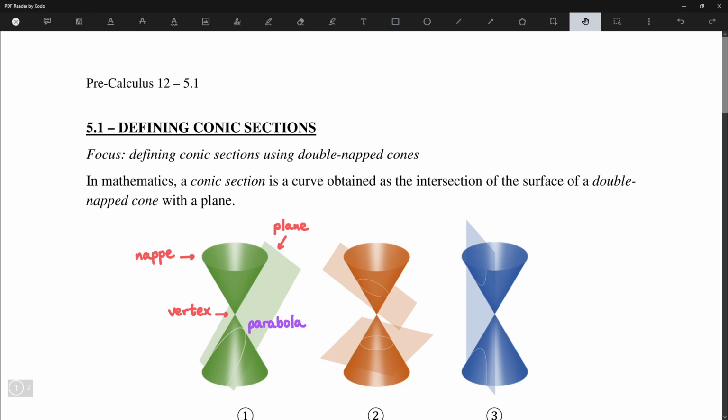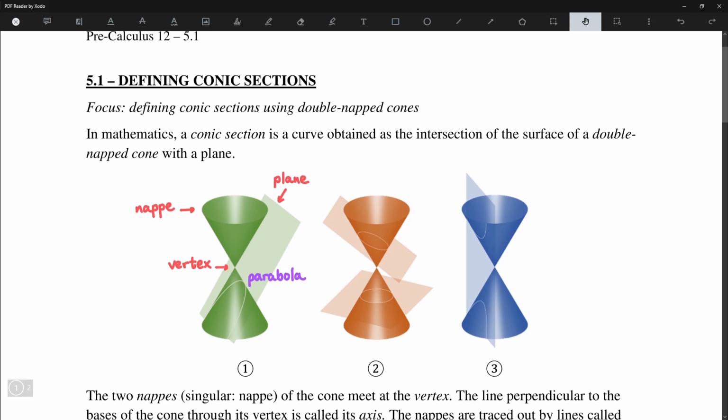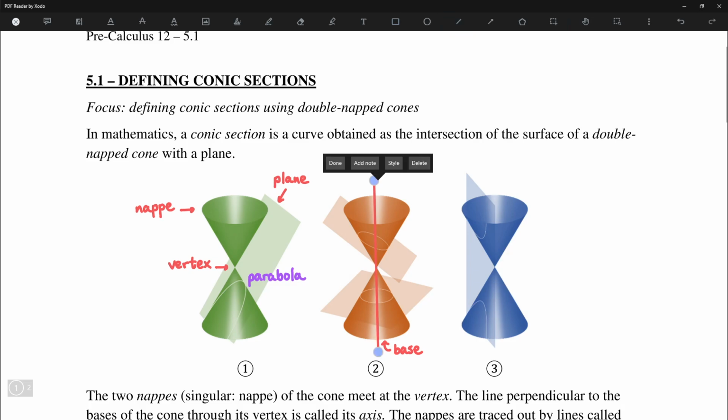So each nap has a base, which is right here. And the line, which is perpendicular to the base and goes through the vertex, is called the axis of the double nap cone. So right here we have the axis.